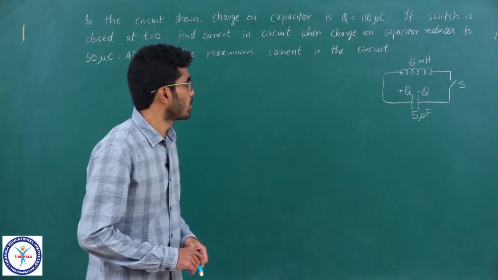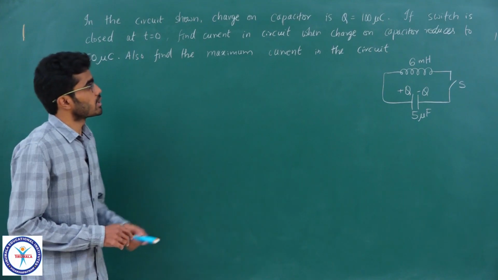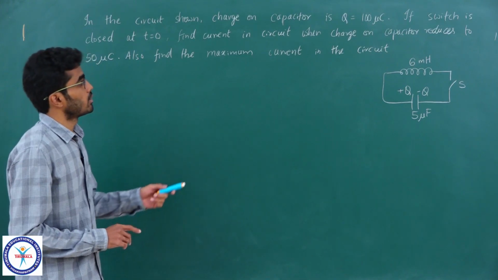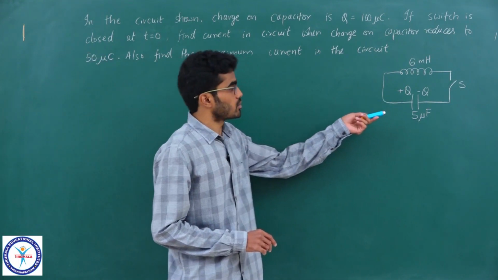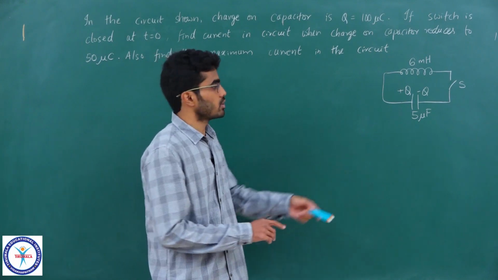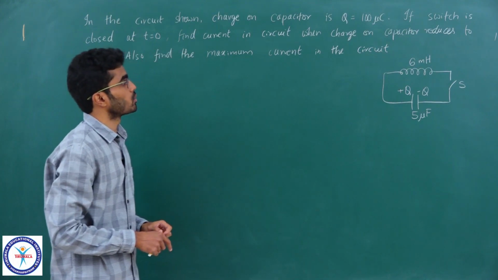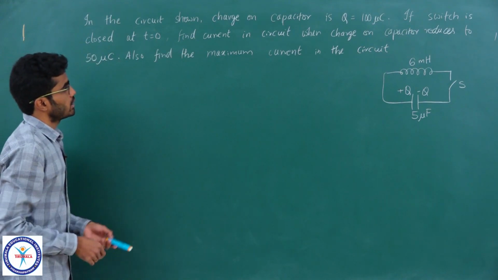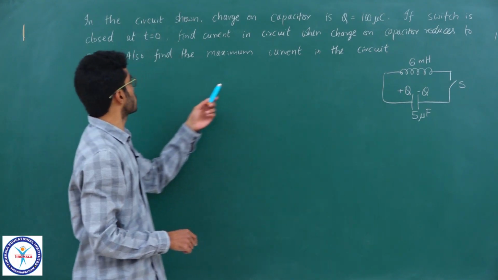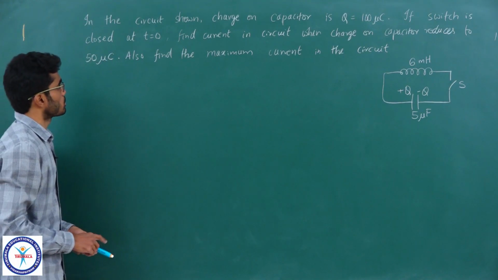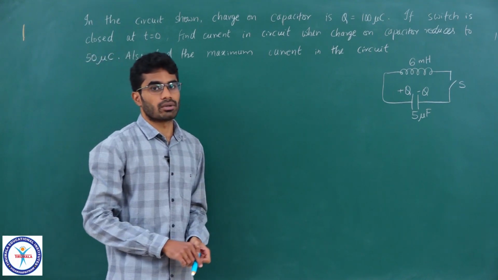Let us solve a problem now. Here in the circuit shown, charge on capacitor is 100 microcoulombs. So, the capacitor here is initially charged. You should understand that the switch is not yet closed. It must have been connected to a battery and it was charged, and the initial charge is 100 microcoulombs. If switch is closed at t equals 0, find the current in circuit when charge on capacitor reduces to 50 microcoulombs, and also find the maximum current in the circuit.